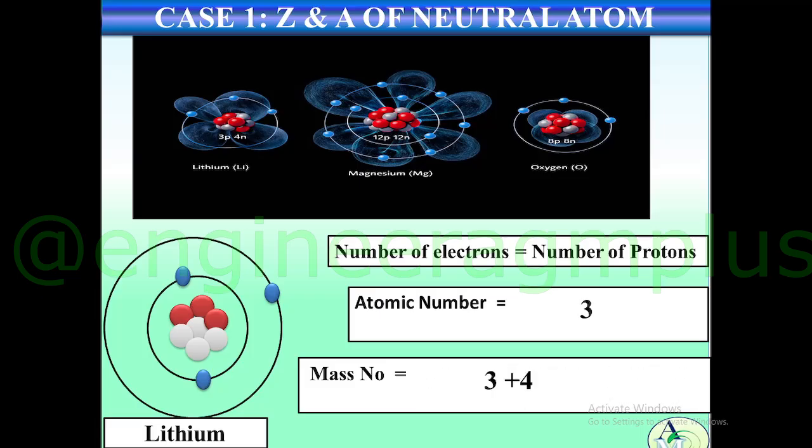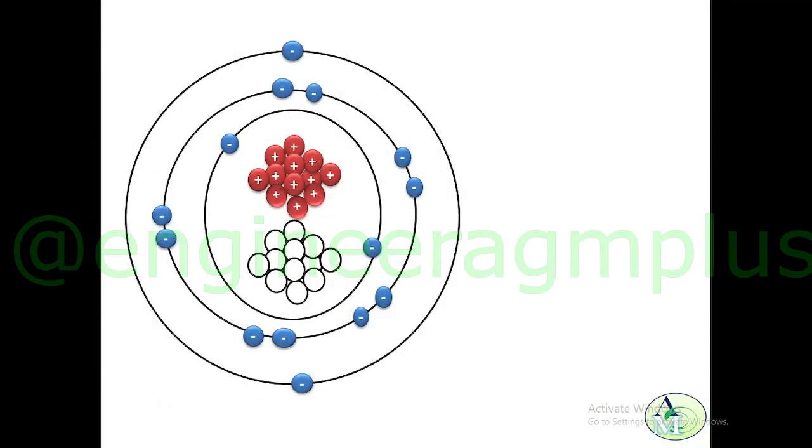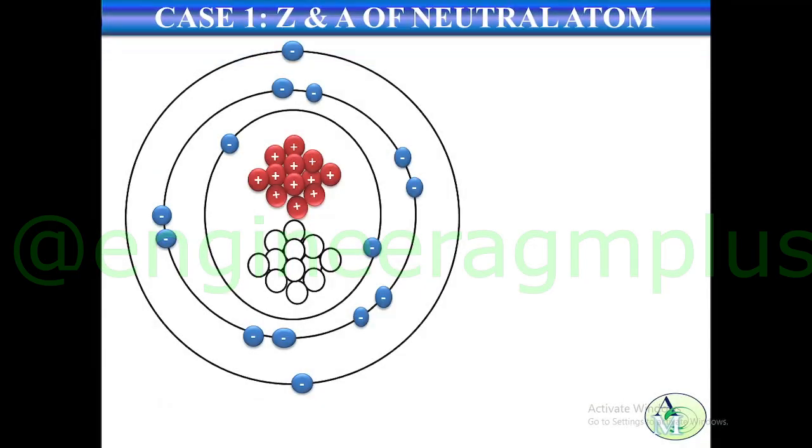So the mass number now is equal to 3 plus 4. This 3 is the number of electrons or the number of protons. Then 4 is the number of neutrons. And that gives 7. I believe that is simple, right? That's all. Another example for case 1. When we say neutral atom, what does that mean? Neutral atoms means that the number of protons you have is always equal to the number of what? Electron.